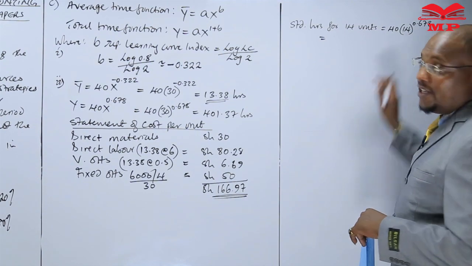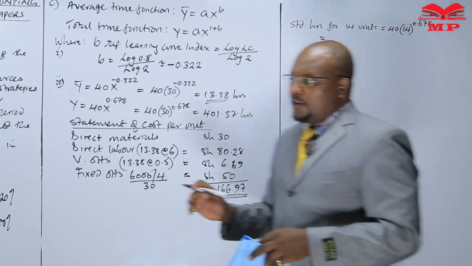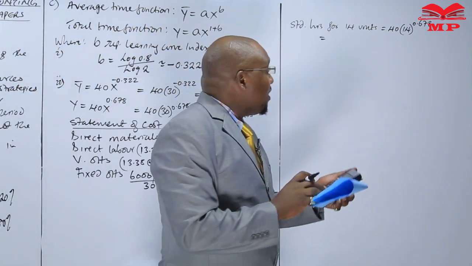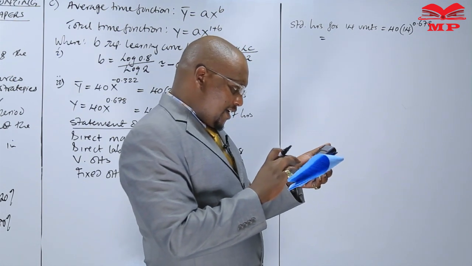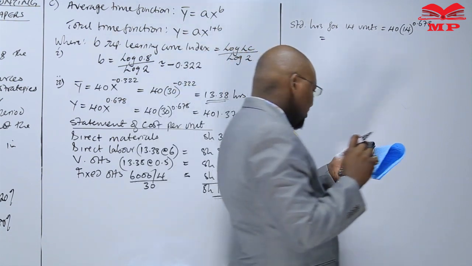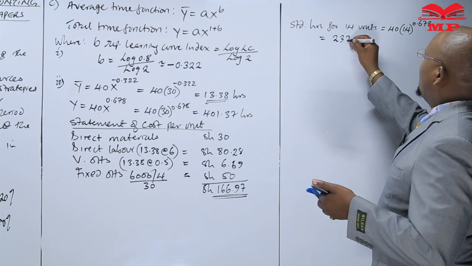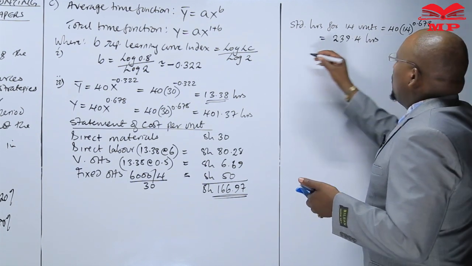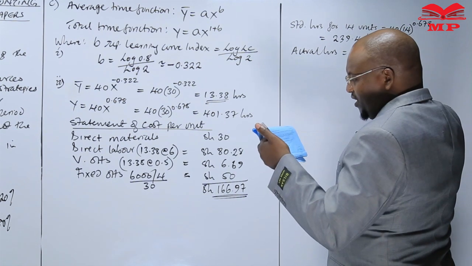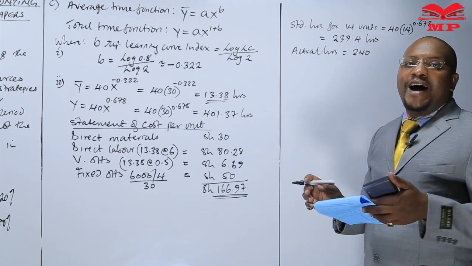This 40 is the number of hours for the first unit. Then you have 14 units that you are producing, and the power, which is positive, shows the total number of hours that we should be producing or should be using. This is 40 multiplied by 14 raised to power 0.678, giving us, let's say, 239.4 hours. What about the actual hours? It is 240. So we can see that we do have an adverse variance.